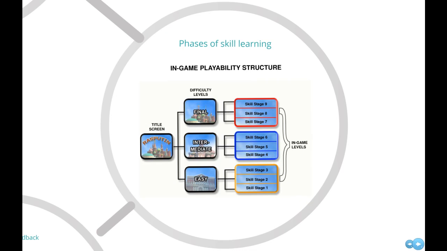The phases of skill learning are reflected in the in-game playability structure. You can see this in the hierarchy of the difficulty levels. Each difficulty level also has a subset of levels which are skill stages. These skill stages make up actual levels within the game and become incrementally harder as more and more skills are added.